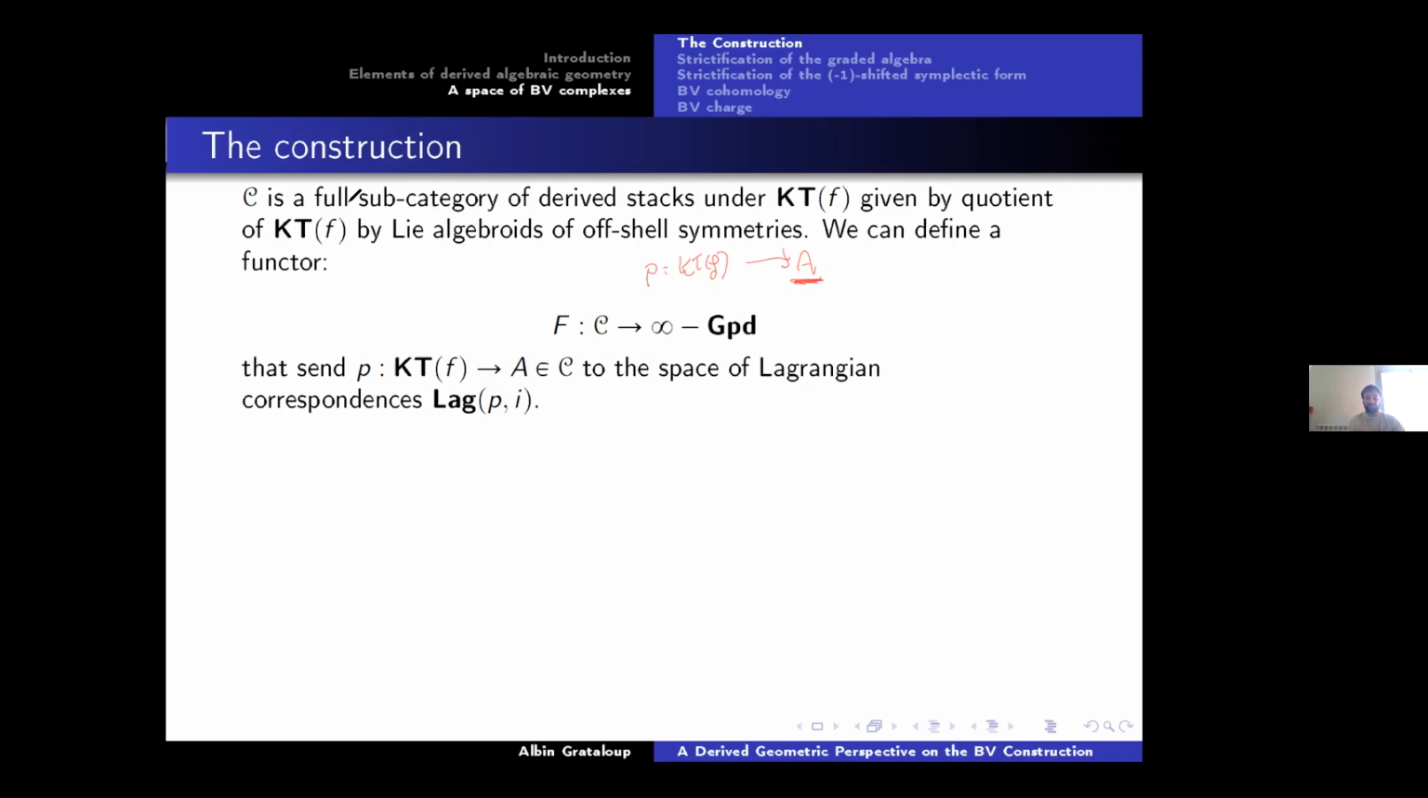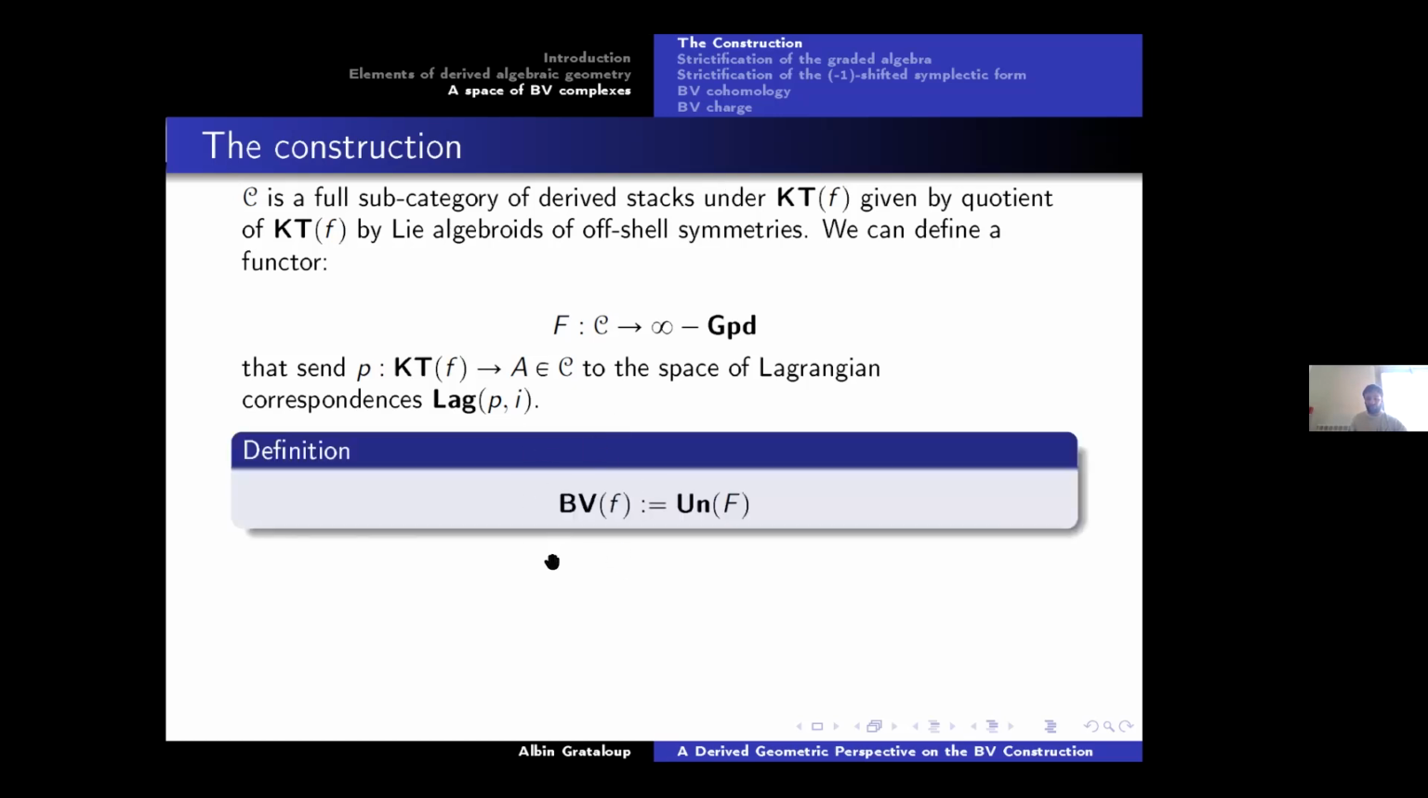And we can define a functor from this C to spaces that sends such a morphism to the space of Lagrangian structures between P and I with a critical locus as I pictured before. And now, using this functor, we can define the space of BV complexes as the unstraightening, the Grothendieck construction, of this functor.